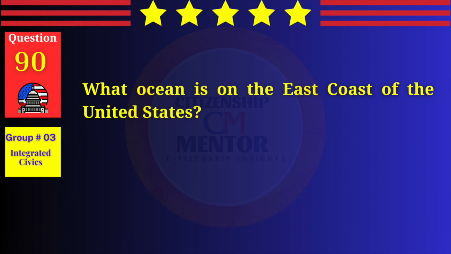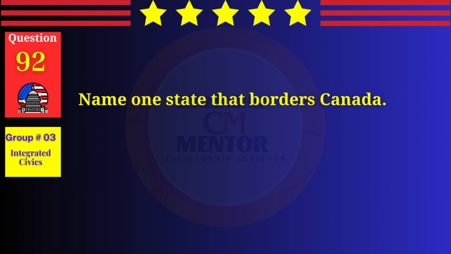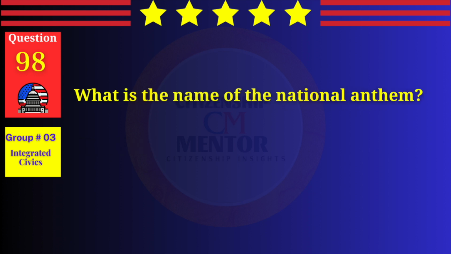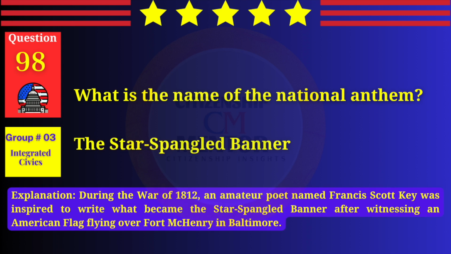What ocean is on the east coast of the United States? Atlantic Ocean. Name one state that borders Canada. New York. What is the name of the national anthem? The Star-Spangled Banner.